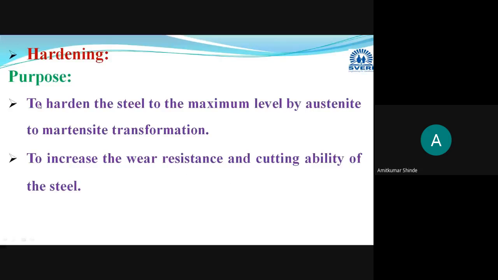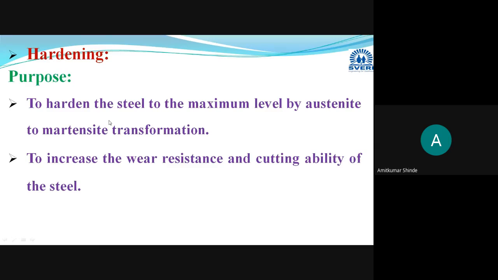This is our first aim, that is to harden the steel. Okay, to harden the steel is our first aim. And this improvement in the hardness of this steel material, that we are going to achieve with one transformation, that is the austenite will get transformed to the martensite. By martensitic transformation of austenite, we are going to achieve the highest hardness of the steel.